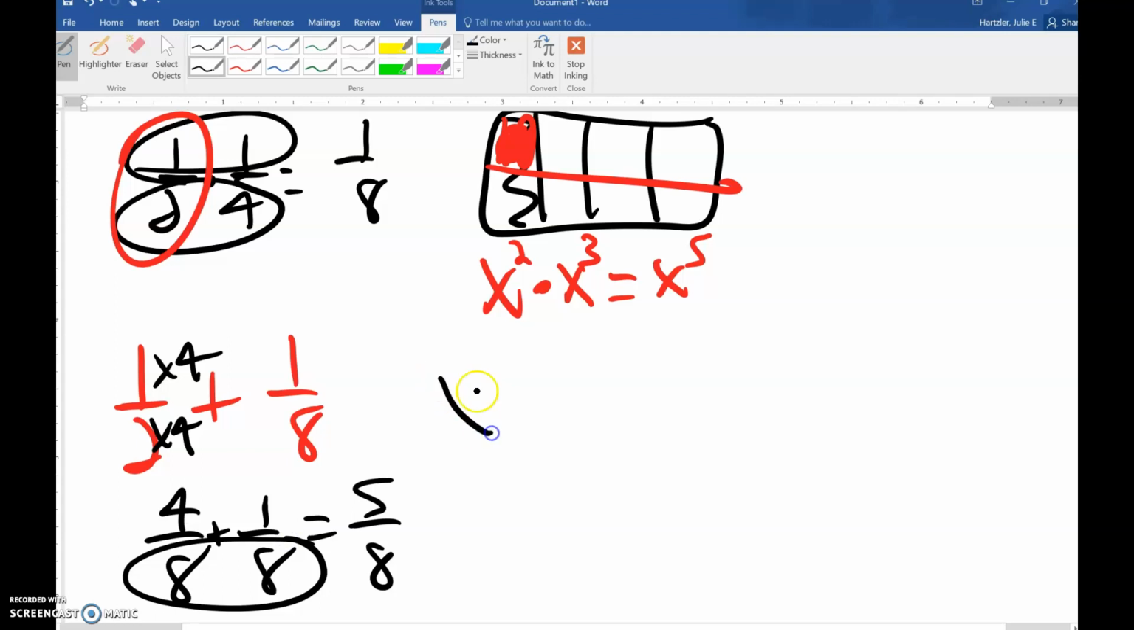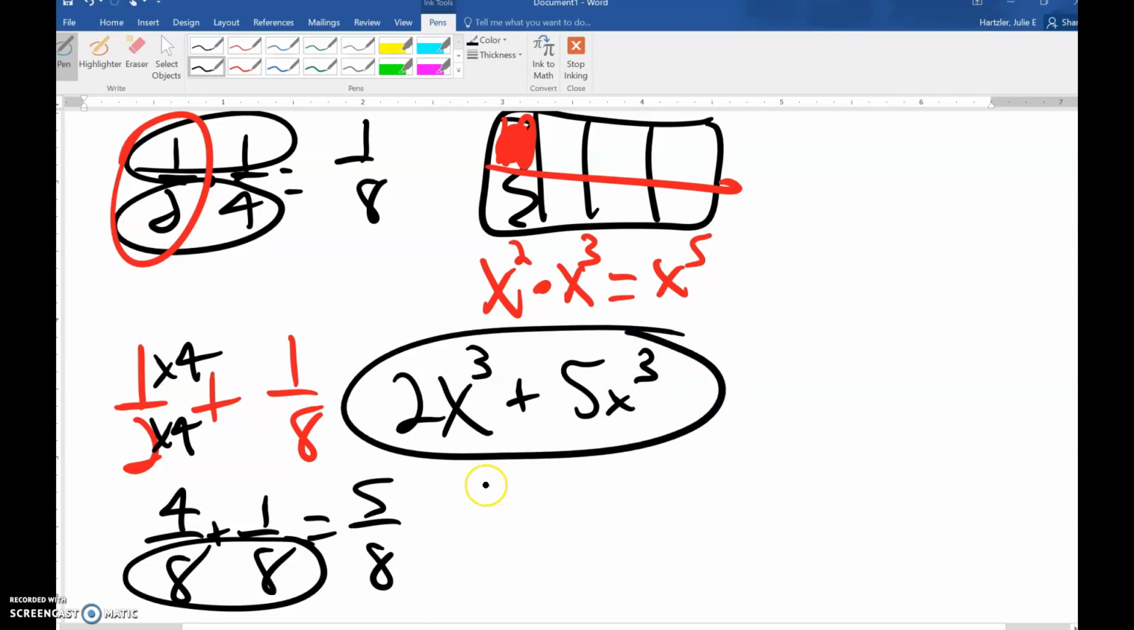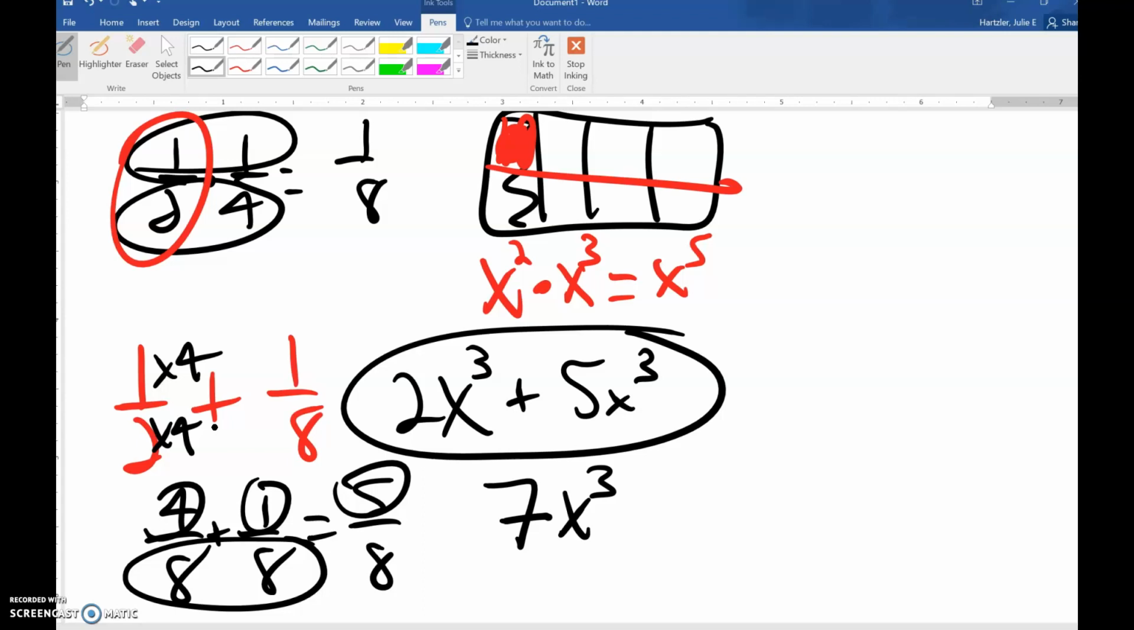So that's why when you have something like 2x to the 3rd plus 5x to the 3rd, you're just collecting like terms. So you get 7x to the 3rd. Kind of like here, you have 4/8 plus 1/8, you have 5/8. But you can't add them when they're different, because they're not like terms. All right, pause and try number 6, A through D.